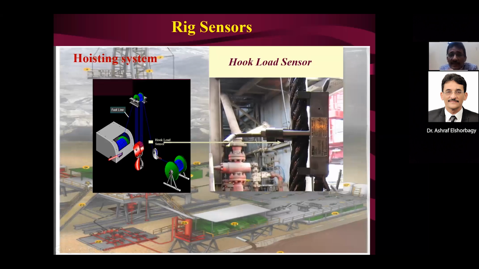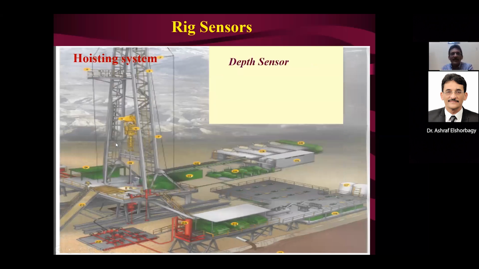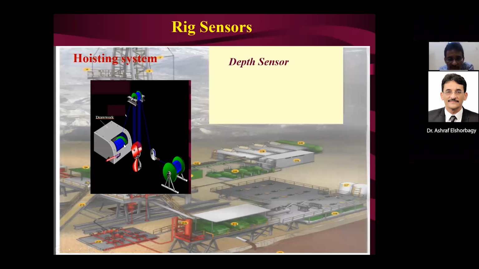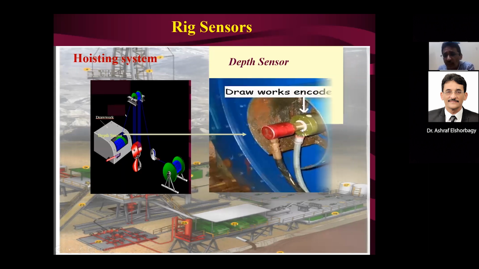The second sensor in the hoisting system is the depth sensor. Where do we fix our depth sensor? The depth sensor is fixed here in the drawworks, and that's the shape of the depth sensor. Okay, what is the theory of this sensor? It just measures counts.